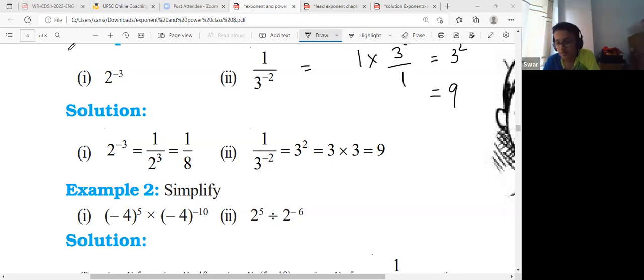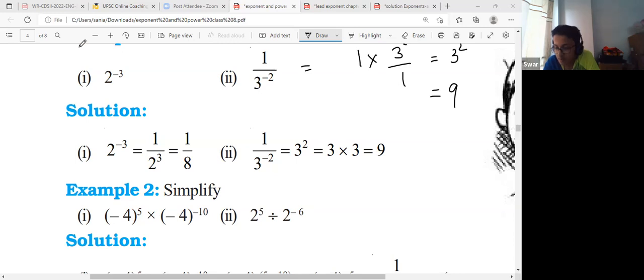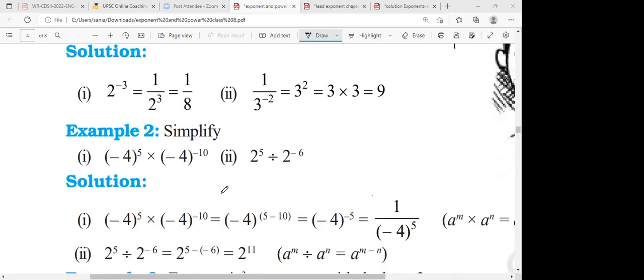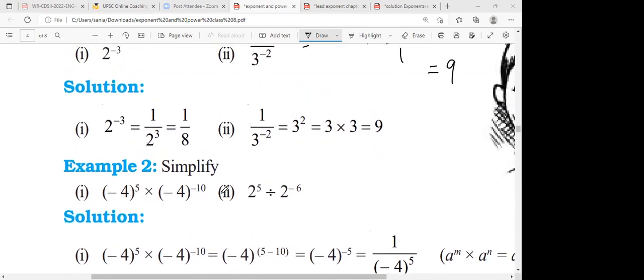Ma'am, is that minus 5 or 5? It's only 5. Okay, ma'am, and it's minus 10. Minus 5 plus minus 10 is equal to minus 4 raised to the power minus 15. Yes, ma'am. The answer is minus 4 raised to the power minus 15. Okay, second one.